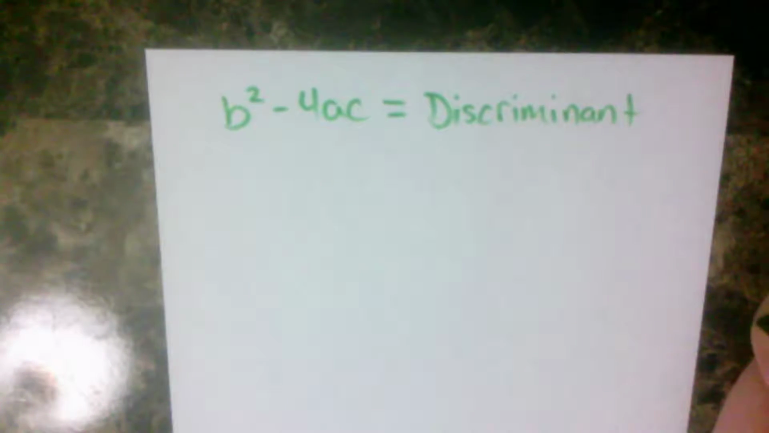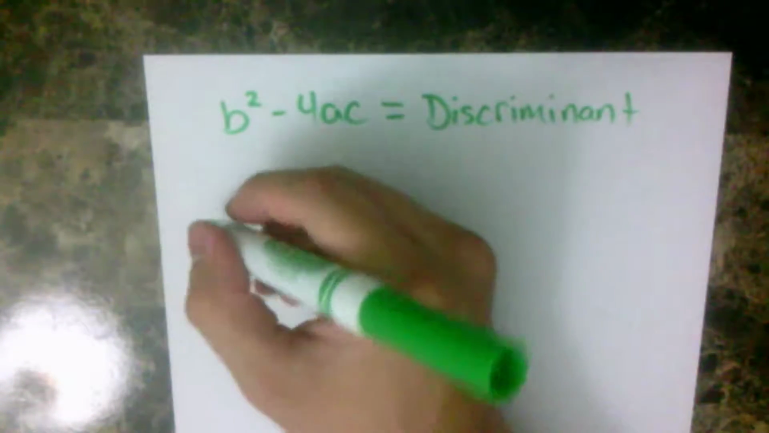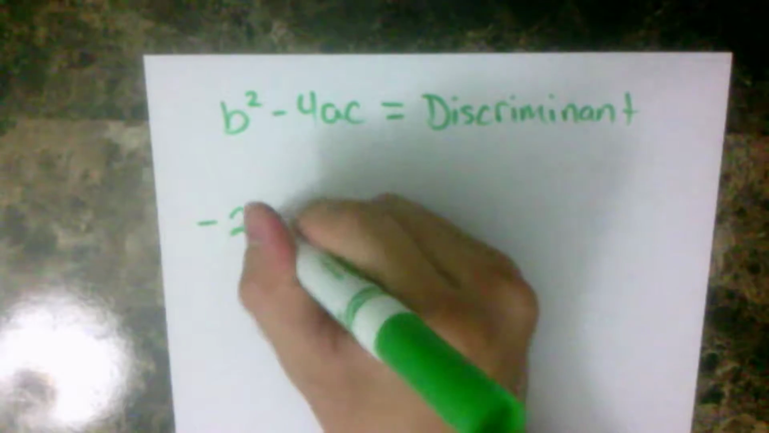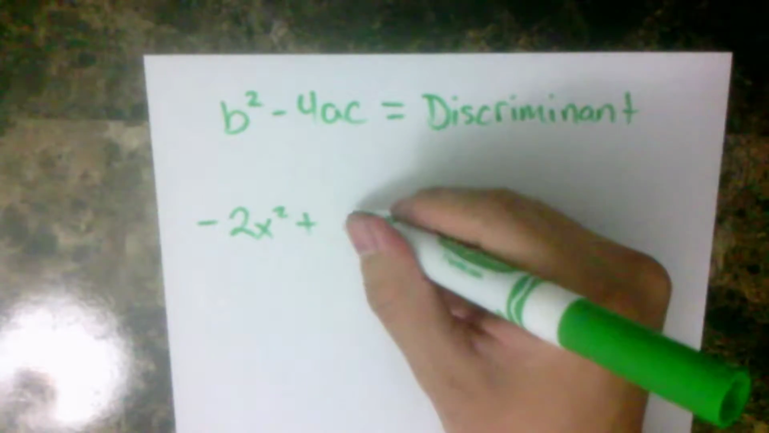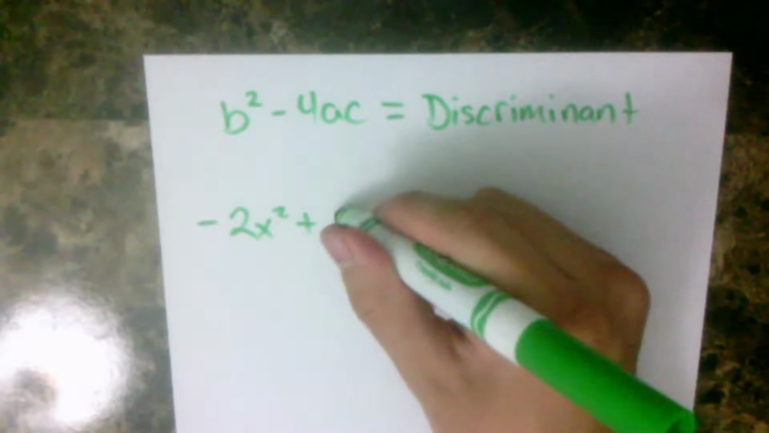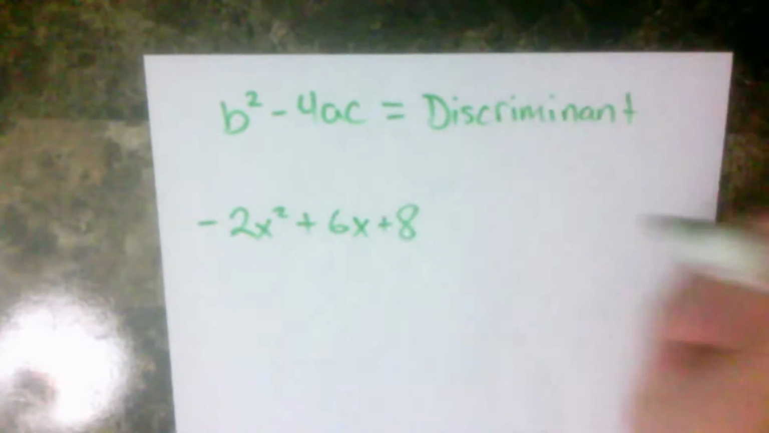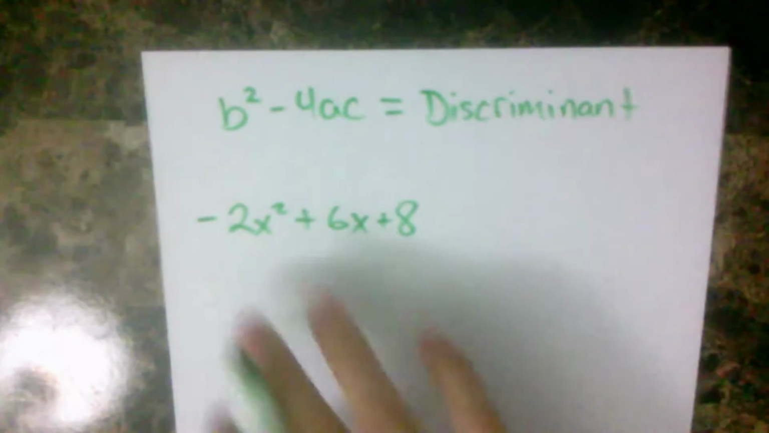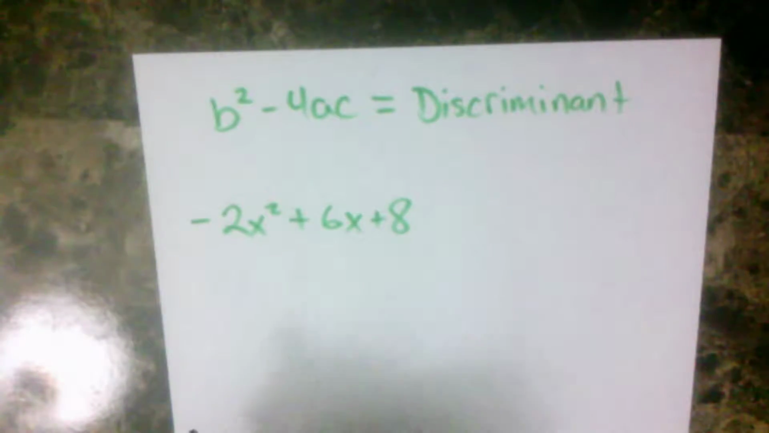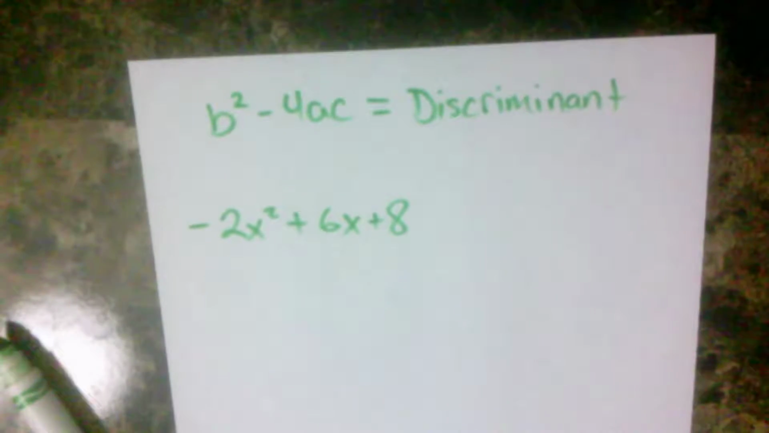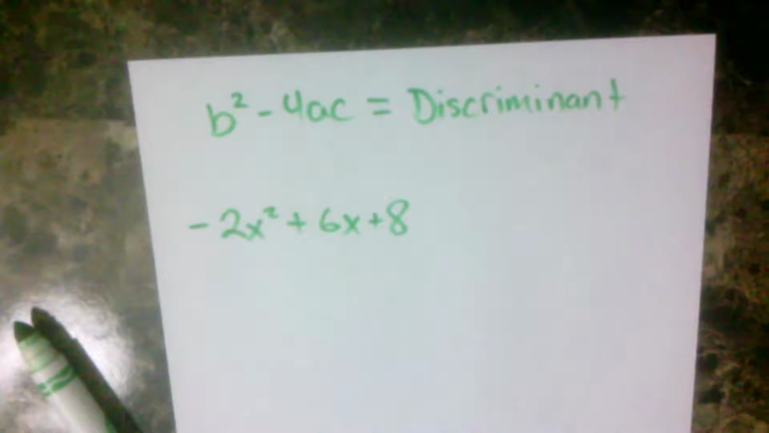And on the test, I'm going to give you an equation. I'm going to give you something like negative 2x squared plus 6x minus 8, or plus 8. There you go. And I'm going to give you this equation, and I'm going to ask you to, first off, let me write it in red. Actually, let me write it in black.